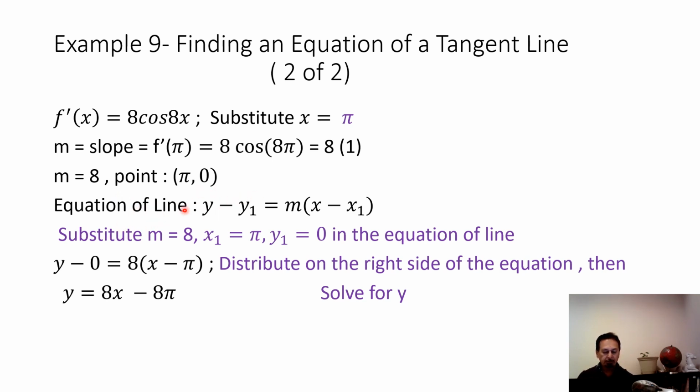So we're going to write the equation of the line. Equation of a line, point-slope formula: y minus y1 equals m times x minus x1. So now we substitute m is 8, y1 is 0 and x1 is pi. So this equation becomes y minus 0 equals 8 times x minus pi. Now we distribute on the right side, so 8 times x is 8x and 8 times pi is 8 pi. So y is equal to 8x minus 8 pi, and that is the equation of the tangent line.